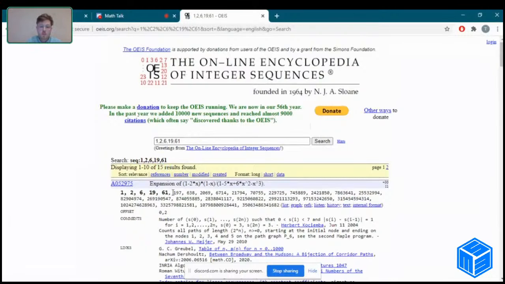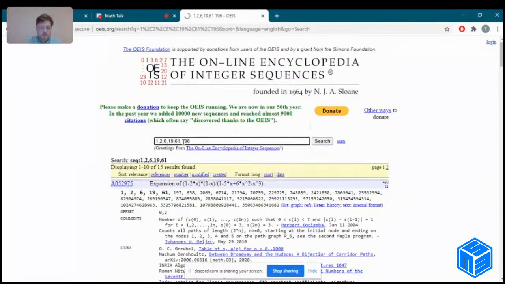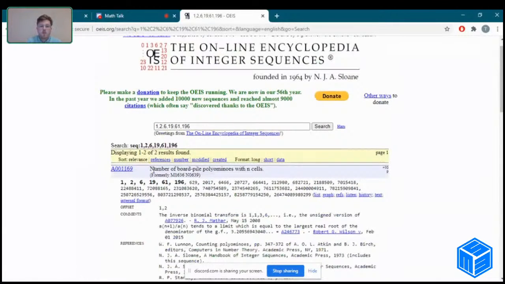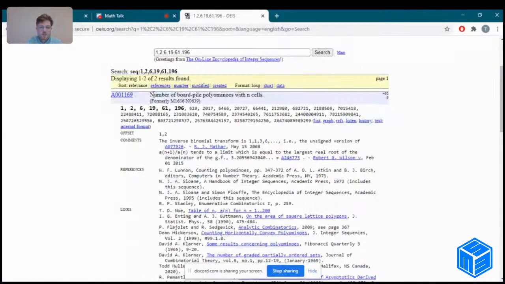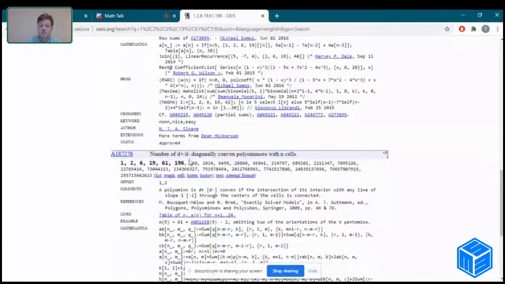I could go through these 15 results and try to figure out if any of them make any sense to perhaps be the thing that I'm calculating. Or I could calculate another number, 196. Throw that on the pile. Down to 2 results. It's either the number of board pile polyominoes with n cells, or it's the number of d plus d minus diagonally convex polyominoes with n cells. It certainly seems like I'm dealing with polyominoes.